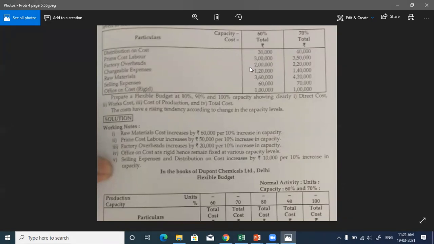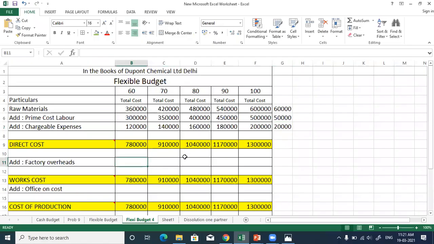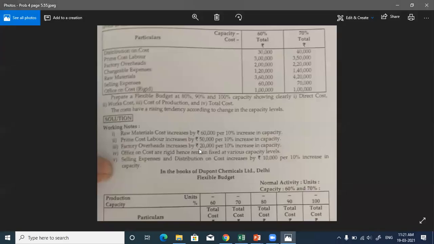Factory overheads at 60% capacity is 2 lakhs, and at 70% it is 2,20,000. That means we can find here 20,000 is the increment. Let's confirm. So factory overheads increase by 20,000 per 10% increase in capacity.